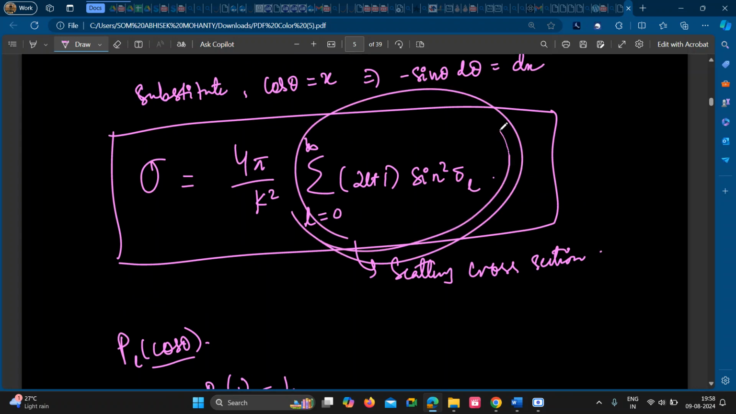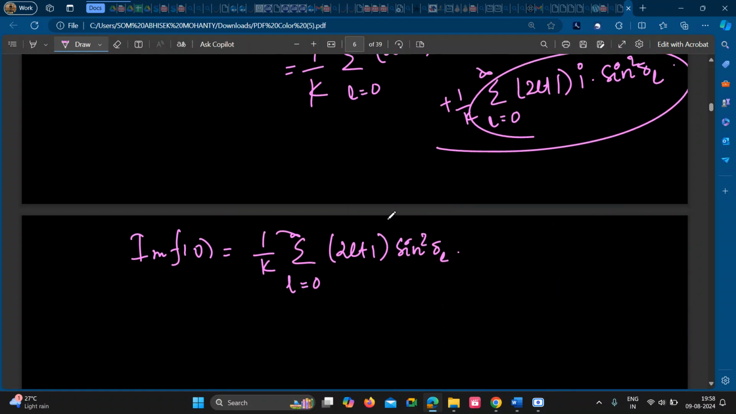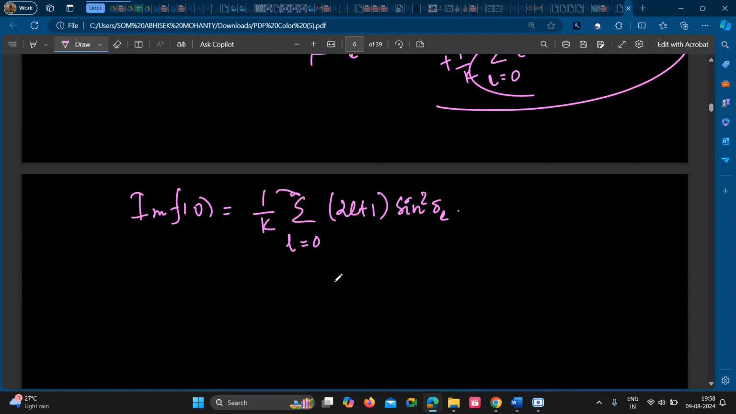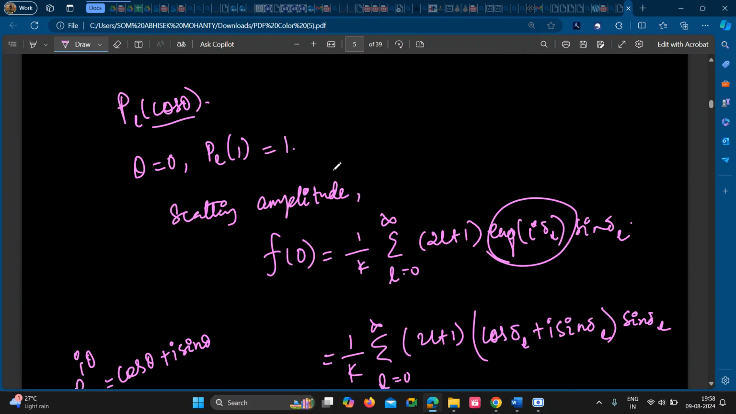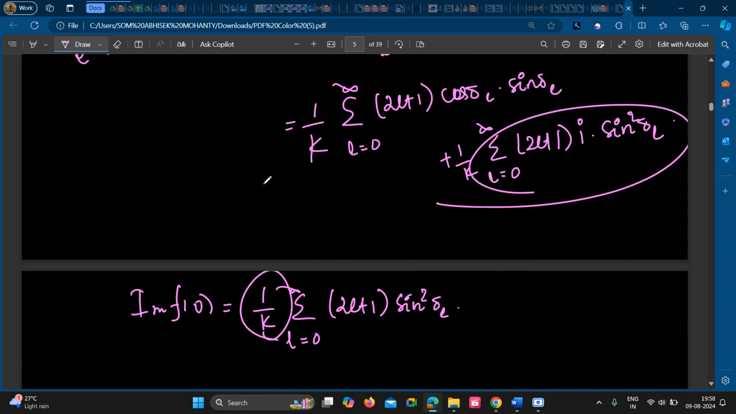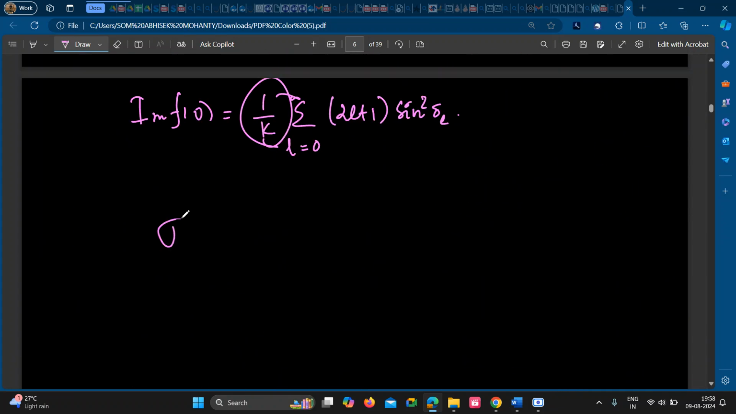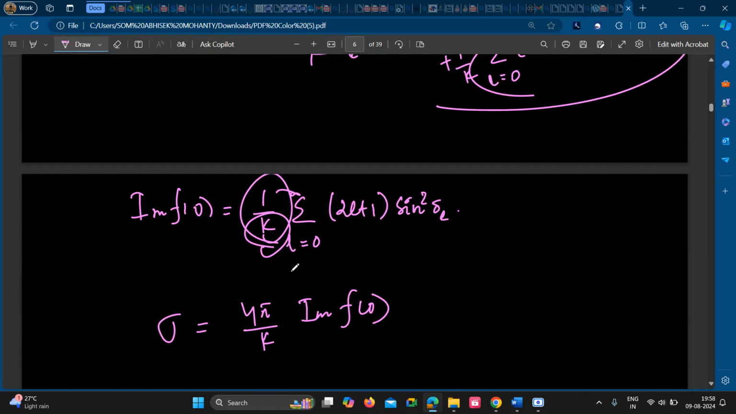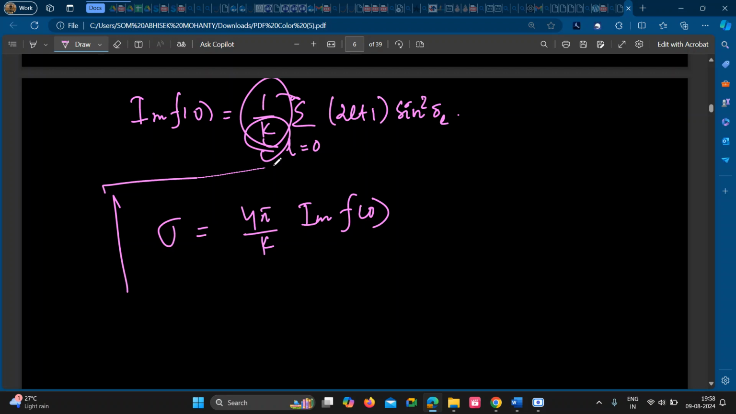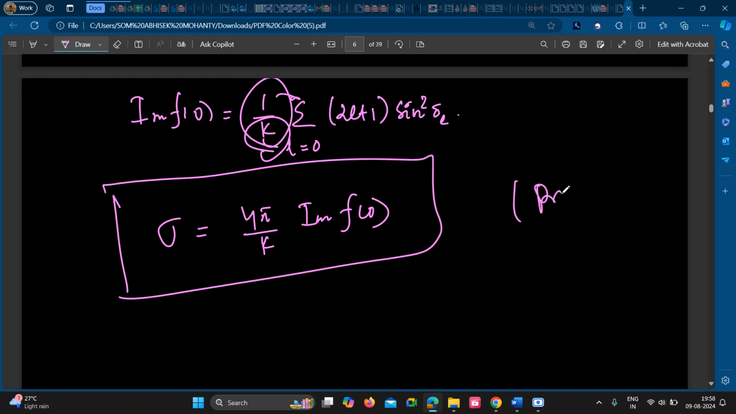So I can just put it here, imaginary f of 0. See, this and this are matching. So I will directly put it there. Okay, and 1 by k is there, and there, what is there? 4 pi by k square. So I will write it as sigma is equal to 4 pi by k imaginary f of 0, because there is 1 by k already here and there was 4 pi by k square there. So I think you understood that. So this is the proof. Okay, so this is proved.